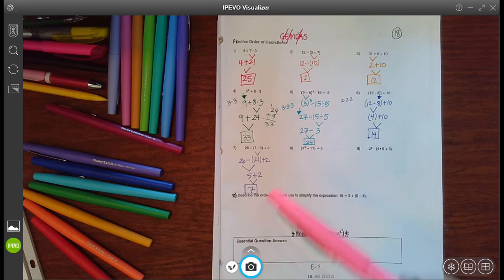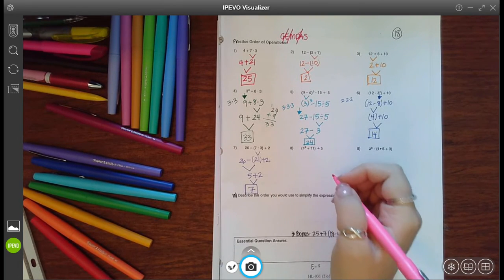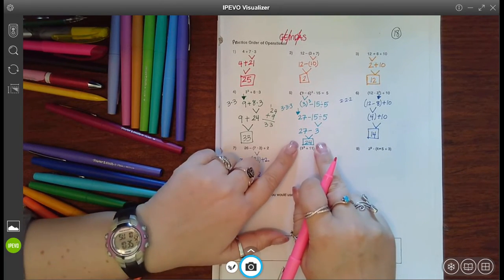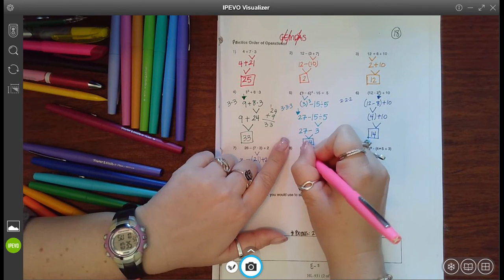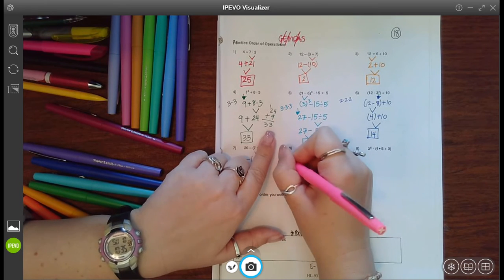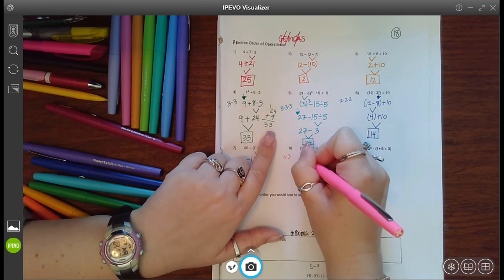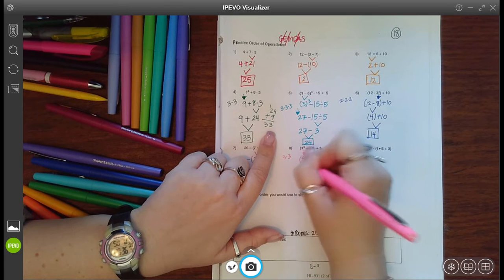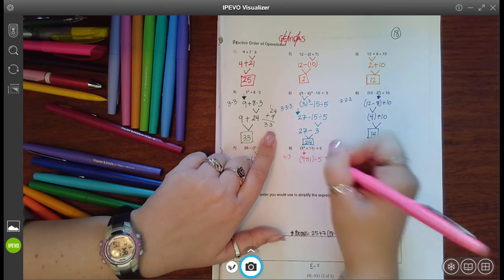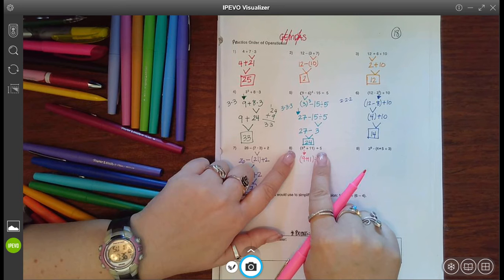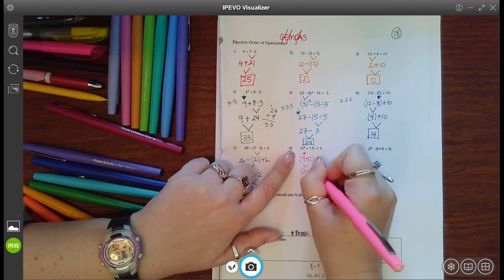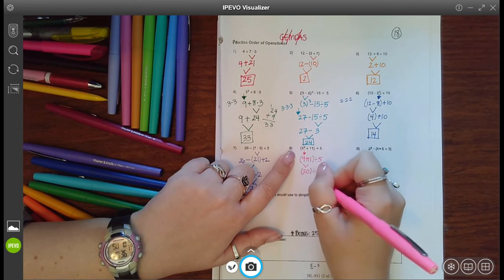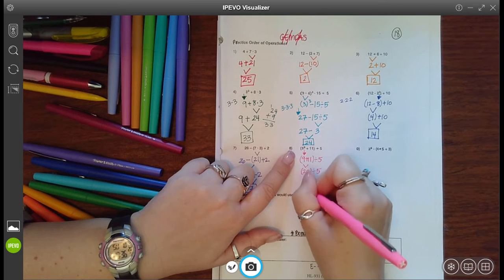For my next one, you have parentheses again. So focus in there. Within the parentheses, you want to take care of those exponents before we add. So 3 times 3, and 3 times 3 is 9. Okay, now I still have parentheses that need to be simplified down to a singular number. So 9 plus 11 combines to make 20. And 20 divided by 5 is 4.